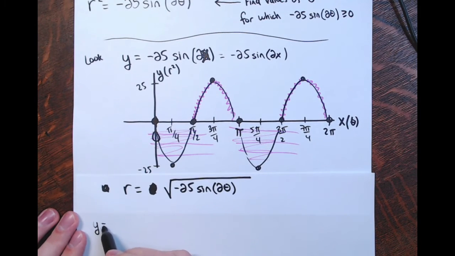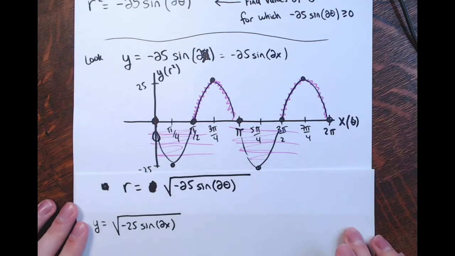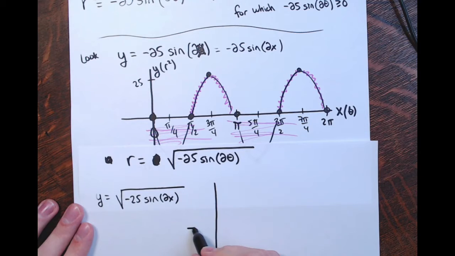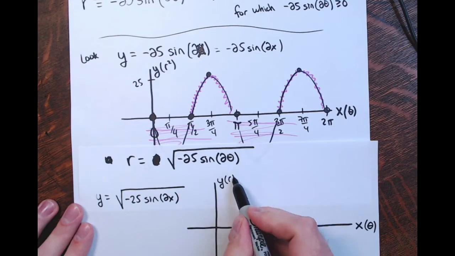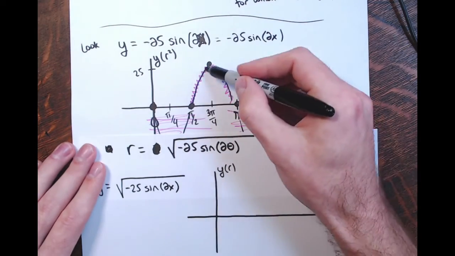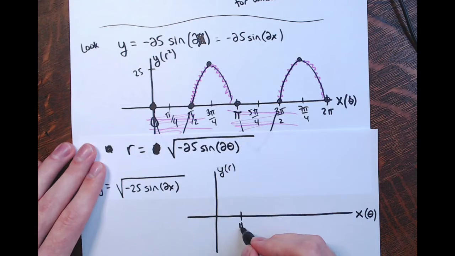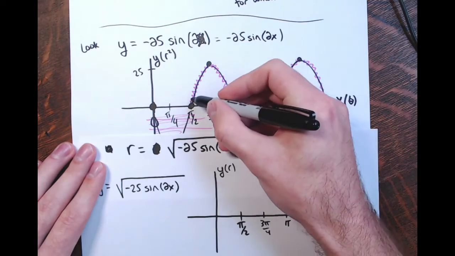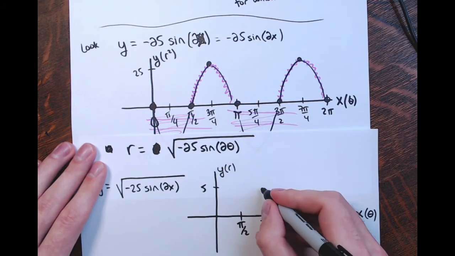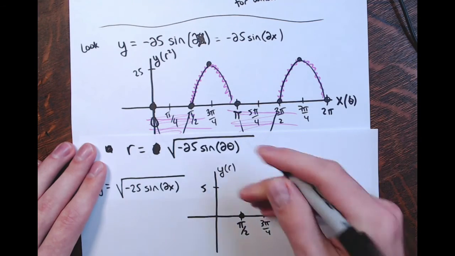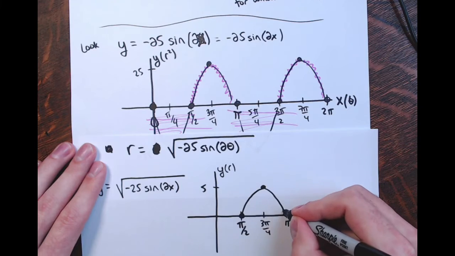So looking at y equals the square root of negative 25 times the sine of 2x, that's just going to be taking this graph here. Again, the x-axis represents values of theta, and now the y-axis represents values of r. It'll really just be these humps, but shortened. You've got from pi over 2 to 3 pi over 4 to pi, where their values are positive. I'm just taking the square root of this. So instead of going up to 25, taking the square root, it's going to go up to 5. So it's going to be kind of like a condensed hump there.